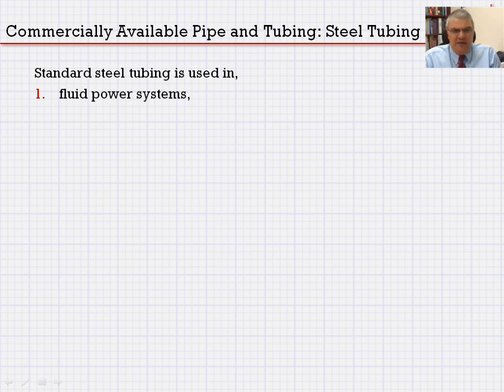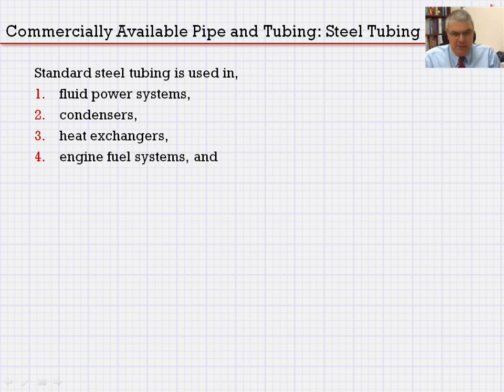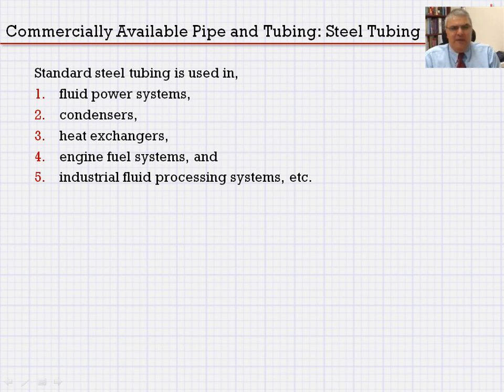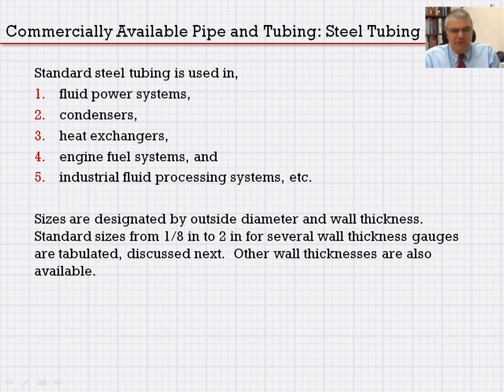Where do we use standard steel tubing for general purposes? Fluid power systems. We use them in condensers. We use them in heat exchangers. Also engine fuel systems and industrial fluid processing systems. The application of them is also extended to sewage pipelines, but we use cast iron for those. Those are more popular. I'm going to take a look at those today as well.